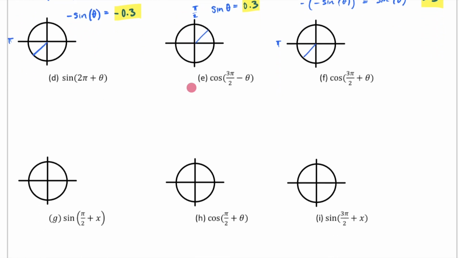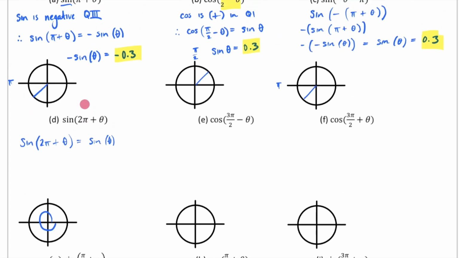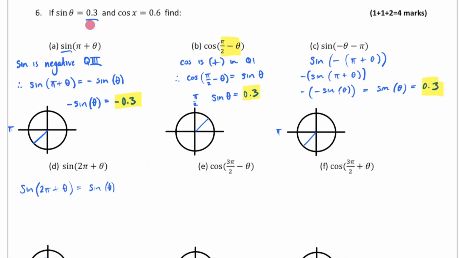Let's now move on to question D, which says sine of 2 pi plus theta. So we know this is kind of a nice easy one. Sine of 2 pi plus theta is the same as sine of theta. And that's because we're just doing one full rotation of our unit circle. We're going one full loop around, and then coming back to whatever our angle is. And we know that sine of theta equals 0.3. So my answer is going to be 0.3 for this one. Nice and easy.